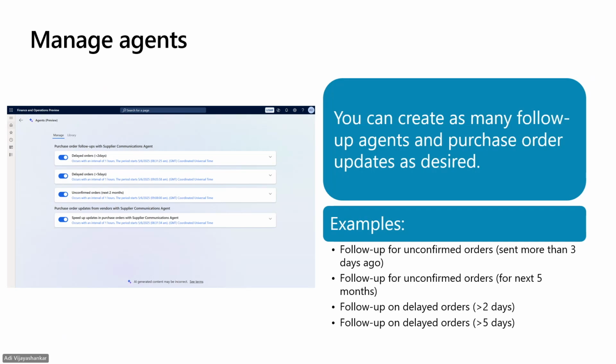As examples, it could be follow-up on unconfirmed orders that were sent more than 3 days ago. The system doesn't know when they're sent, but you could use the created date. Or follow up on unconfirmed orders for the next 5 months, if you have international suppliers, so you would want to be ahead in time. Or maybe for follow-up on the late orders, you want to follow up after 2 days because you want to keep 1 day of margin. Or maybe after 5 as a second reminder if they still have not responded.